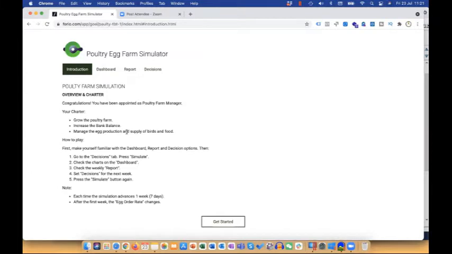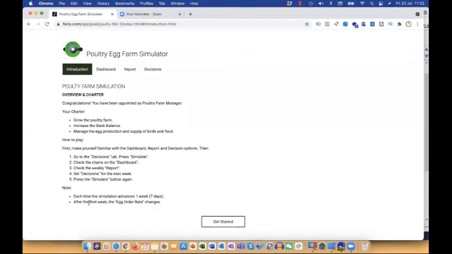So how to play the simulation, and maybe we should play this through as in the first round. The simulation is moving forward by 1 week. So you're making a decision for the next week, then you press simulate, and the simulation is moving forward these 7 days. And then you can take a look at the dashboard and the report and see what happens.